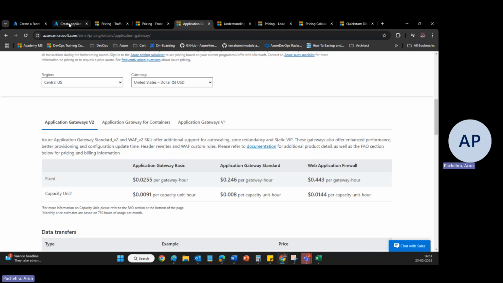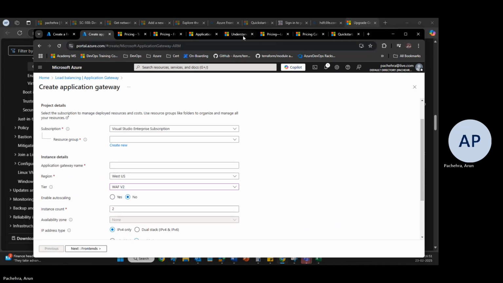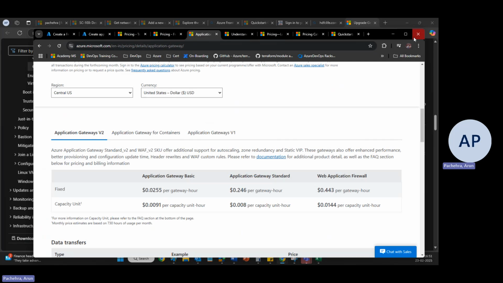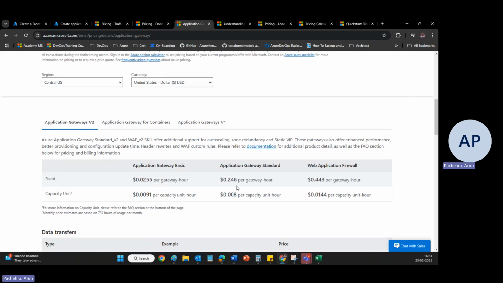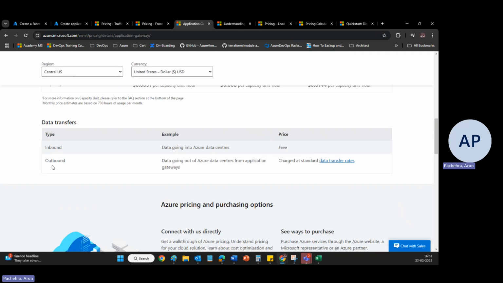If I try to show you on the Azure portal here, the tiers: Basic, Standard v2, and WAF v2. If we choose any of those, these are the pricing. So there is a fixed price and there is a price of capacity unit. And of course, data transfer, inbound and outbound. Inbound data going into the Azure data center is free. Here you can see it is free. Outbound data going out of Azure data center for application gateway is chargeable.